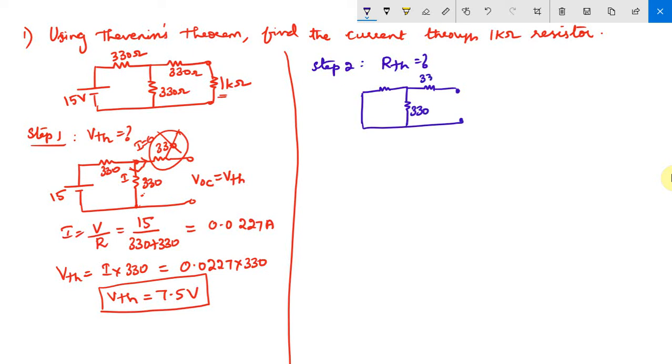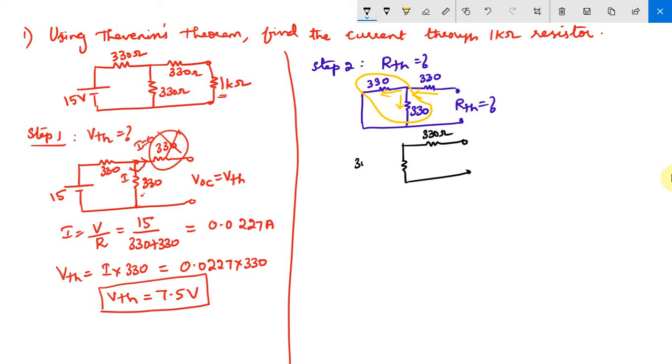Now redraw your circuit. What about this 330 ohm and this 330 ohm? They are said to be parallel because whatever current flows from this RTH path will get split between your 330 ohm and 330 ohm. Since the current is not going to be the same, we say 330 and 330 are parallel. So now redraw your circuit.